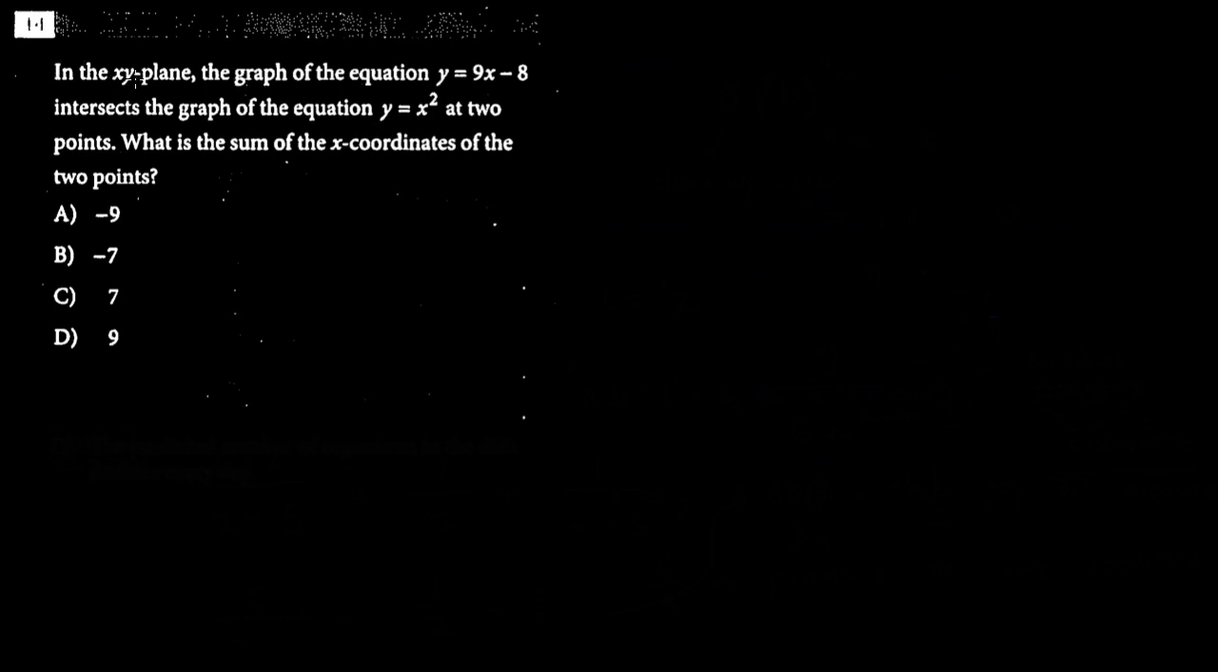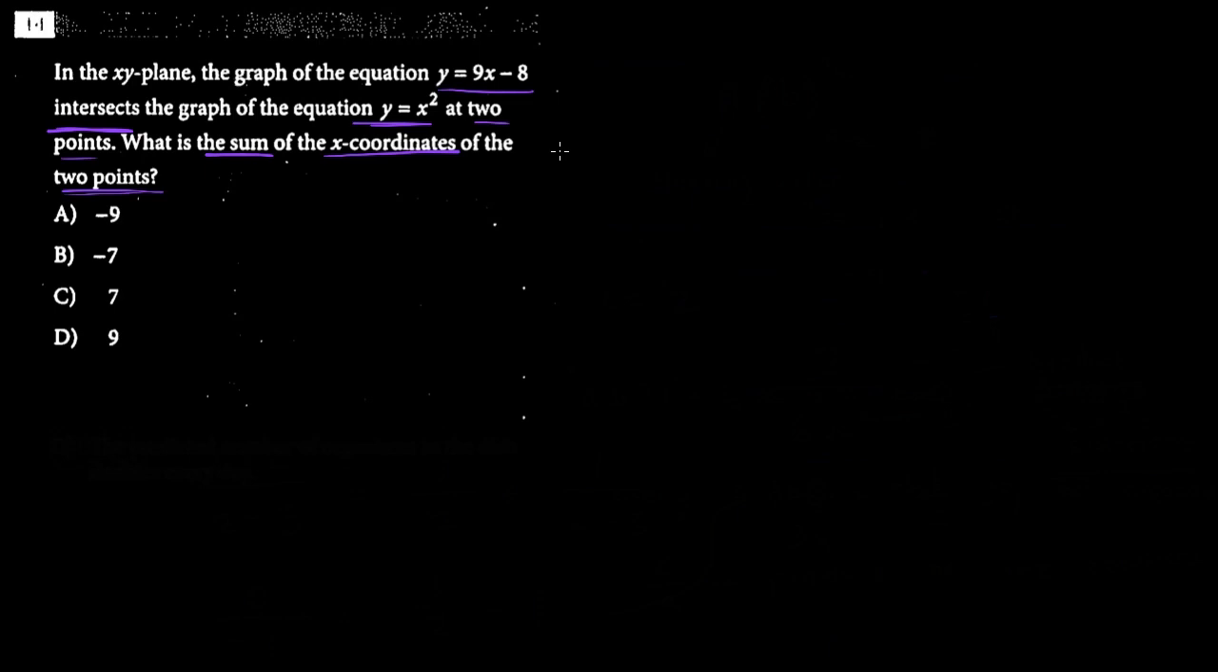Question 14 reads, in the xy plane, the graph of the equation y equals 9x minus 8 intersects the graph of the equation y equals x squared at 2 points. What is the sum of the x coordinates of the 2 points? Well, if we had a graph to supplement this question, it becomes fairly easy to answer it. We just have to identify the points and add up the x coordinates, but we don't.